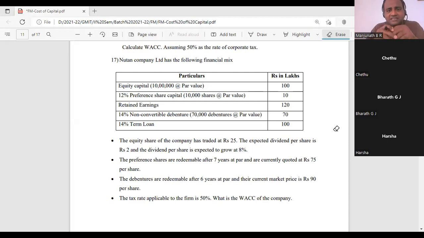Nutan Company Limited has the following financial mix. They have given some information for us. We will have to review it and then we shall solve using a board calculator, right?